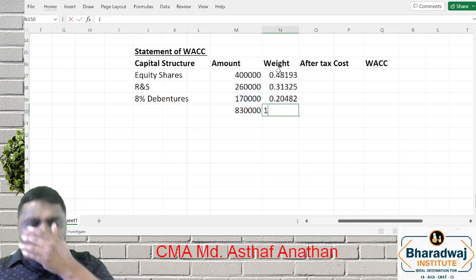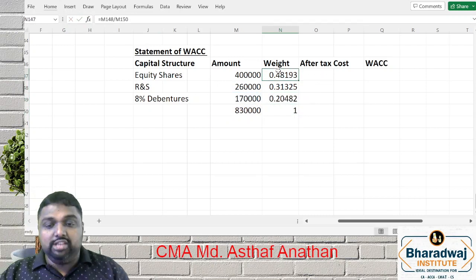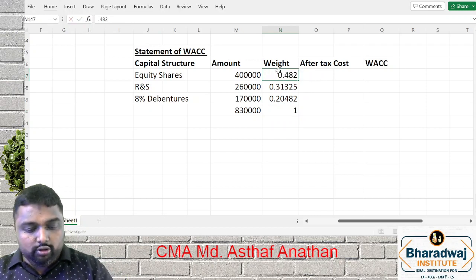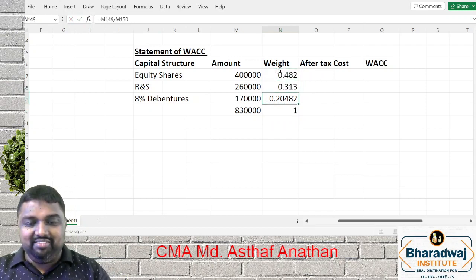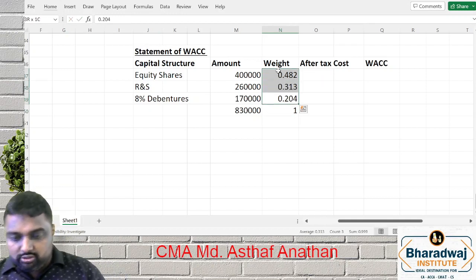Total of the weight has to be 1. So 0.482, 0.313, 0.204. The total of the weight has to be 1.